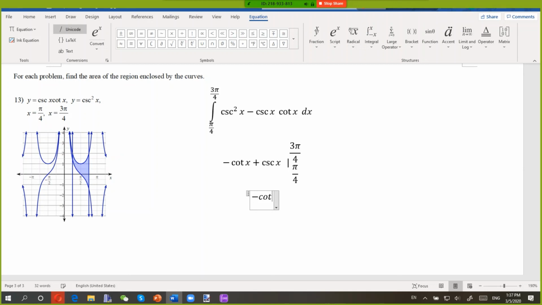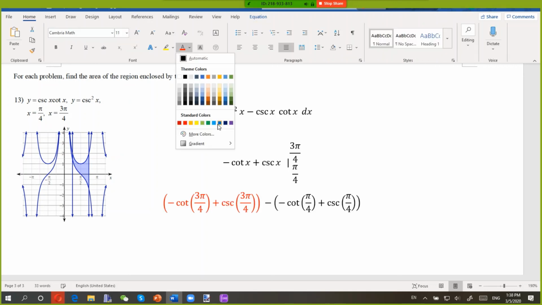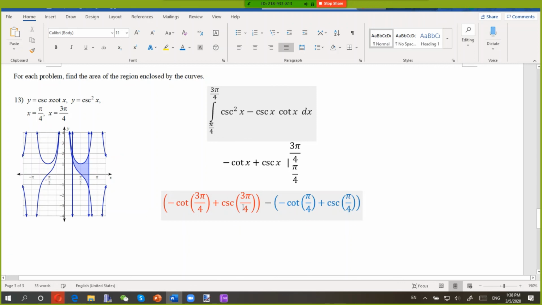But why are there two 3 pi fourths? Because we've got two different functions that I'm plugging in for my upper bound. So this is all upper bound for this part here in red. And this is all minus my lower bound for this part here in blue. So I've got two 3 pi fourths because I'm plugging into my upper bound part, which has two different trig functions.